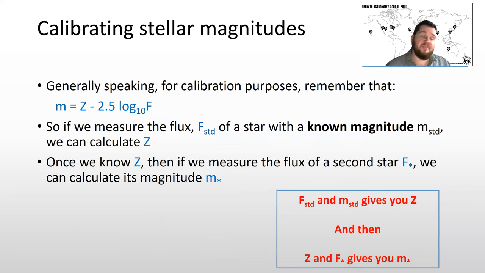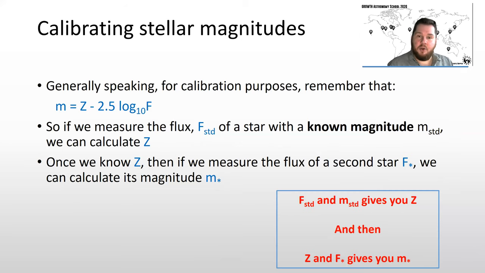So I take my optical system and I measure the flux of that star. So I know M standard, I observe with my telescope and I measure F standard by pointing my telescope, collecting photons and then counting the photons in the aperture. So if I know M and I measure F, I can calculate Z. I can calculate the zero point based on those two. And once I know Z, once I know the zero point, I'm at the races.